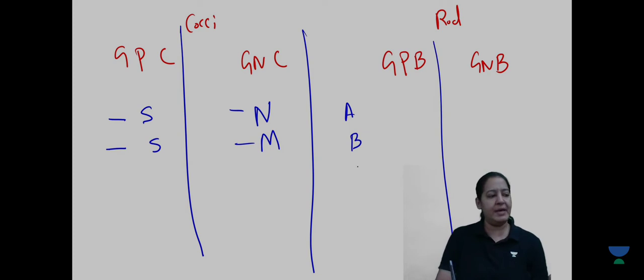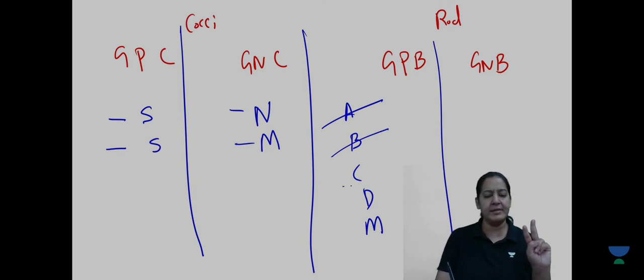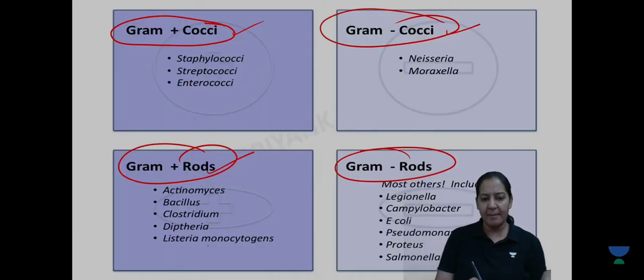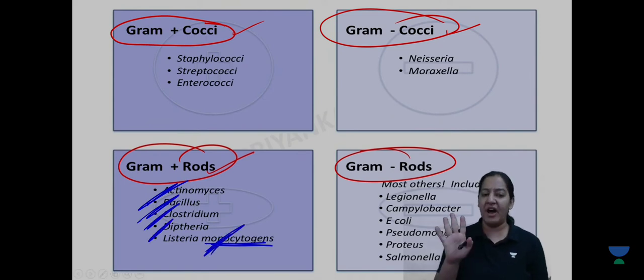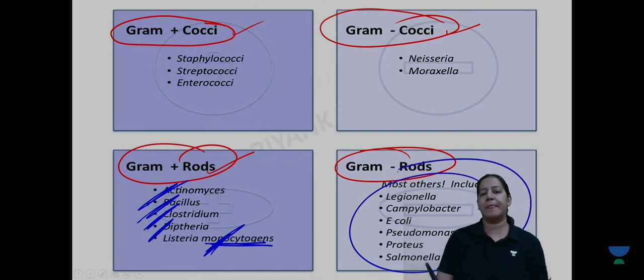The mnemonic is A, B, C, D, M, right? So it is Actinomycetes, it is Bacillus, it is Corynebacterium diphtheriae, D for diphtheria, C for Clostridium, and M for Listeria monocytogenes. So Actinomycetes, Bacillus, Clostridium, diphtheria, and monocytogenes. So these are the five gram-positive bacilli, and all remaining bacteria are gram-negative bacilli.